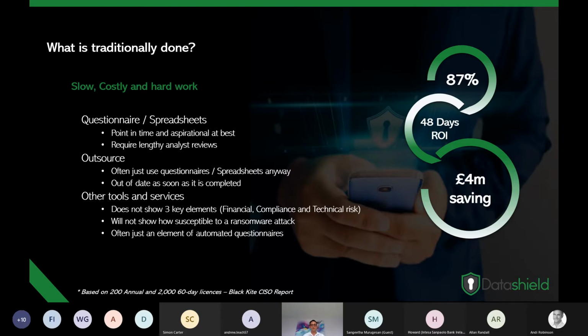You might have looked at different frameworks, NIST, etc., or the MITRE ATT&CK framework, and generated lots of questionnaires. You get all this information back, but how do you then determine what risk they pose to you and what the financial impact could be? It often requires lengthy analyst reviews of the data and information. And then it's continuous and ongoing, because it's point in time, you're having to repeat the questionnaires.